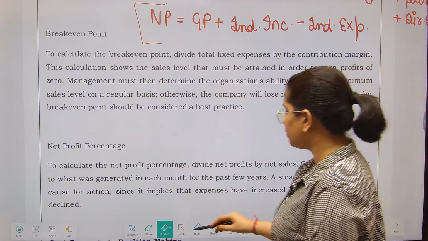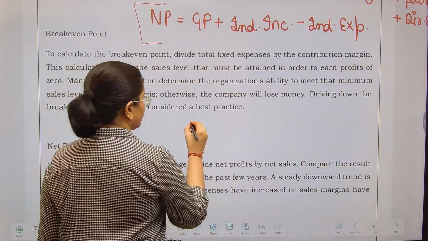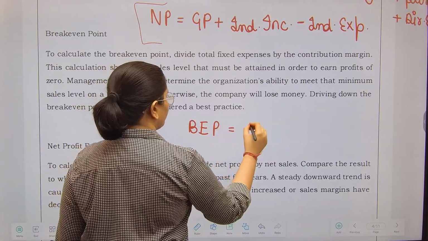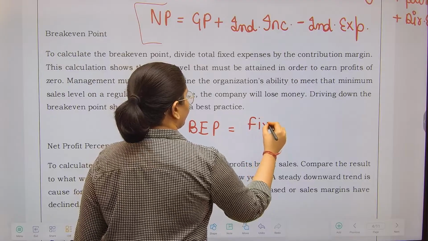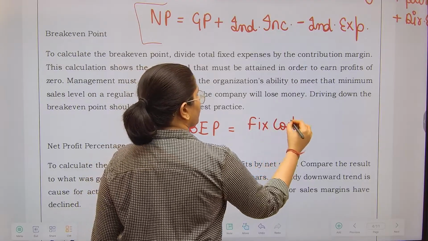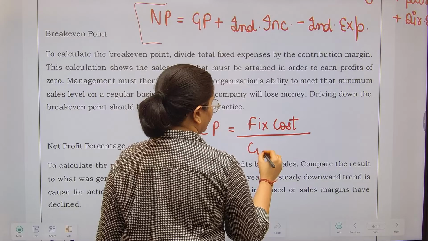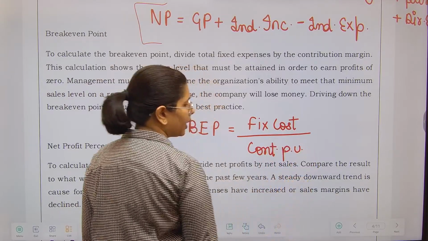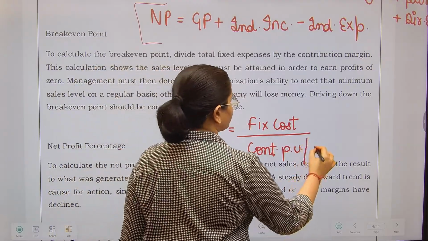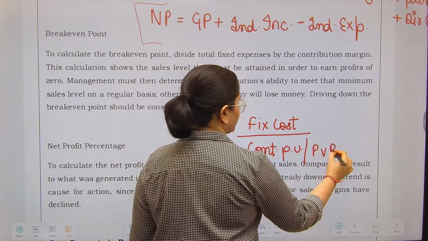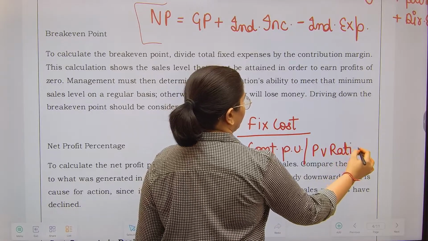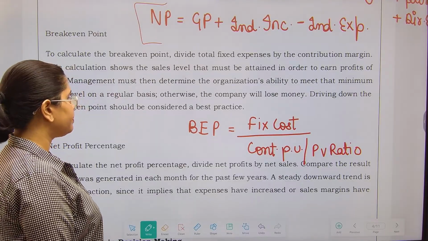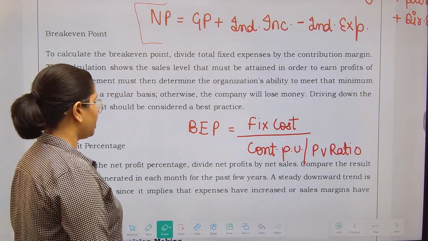The other formula to calculate this is break-even point is equal to fixed cost divided by contribution per unit. With this your answer will come in quantity, and you can also have a PV ratio. Okay, you will also have a PV ratio. So this is the formula.